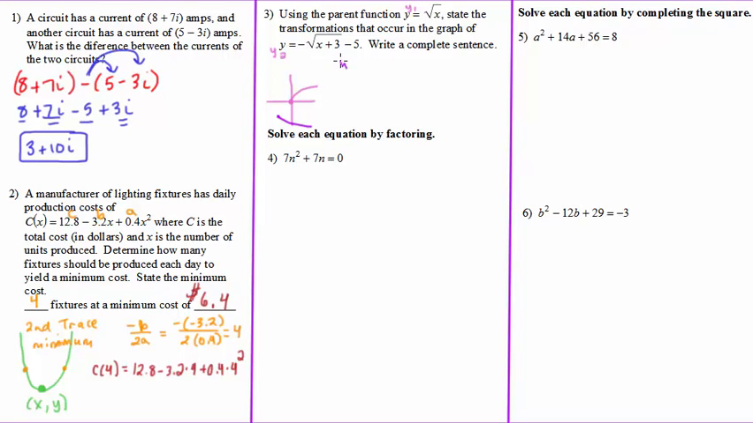So we take y equals the square root of x and shift down 5, left 3, and reflect over the x-axis.